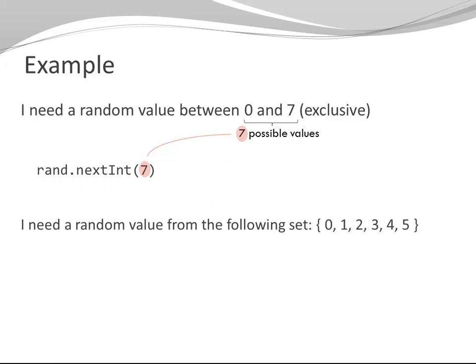Another example. Let's say I need a random value from the following set: 0, 1, 2, 3, 4, 5. Those are 6 possible values, so I need to call nextInt with the argument 6.